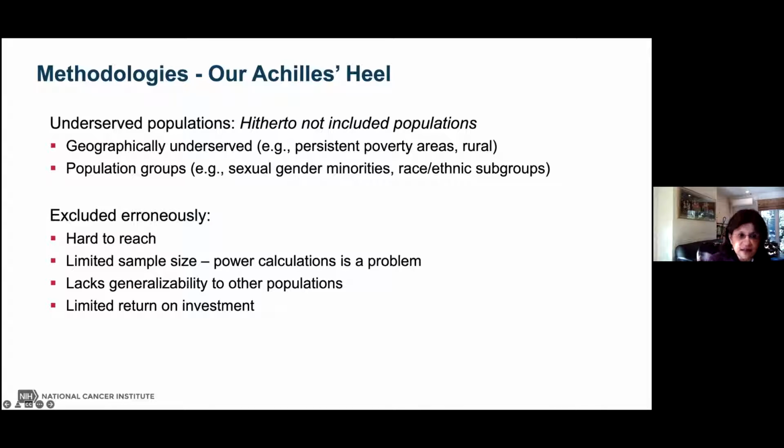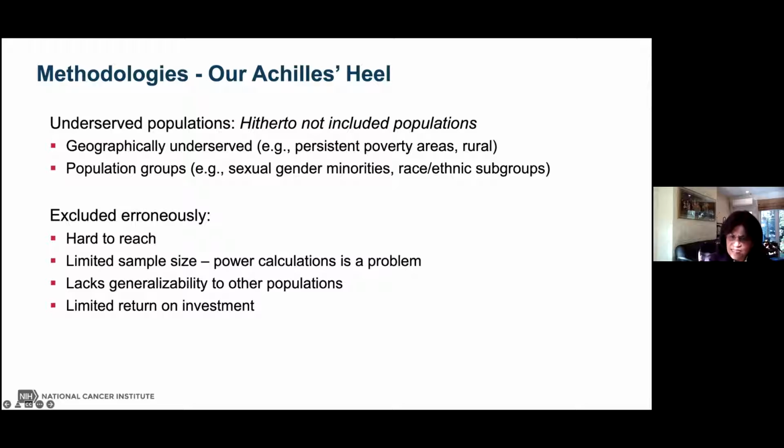We call people underserved. We say they are hard to reach. Basically, what it means is hitherto not included populations in any study ever conducted. So we say geographically underserved, and that is basically for people in persistent poverty, rural, people whom we don't acknowledge. It's ubiquitous. Poverty is ubiquitous. We just don't see it because we don't want to see it.